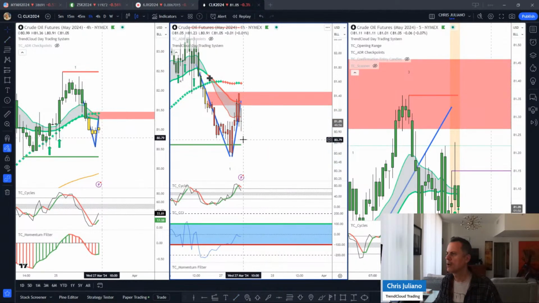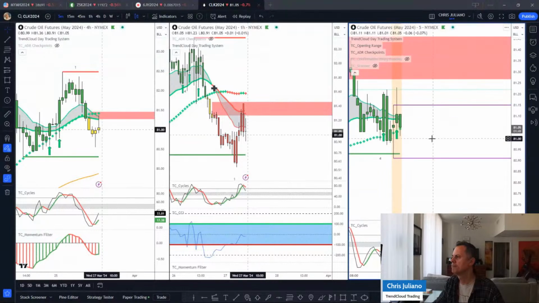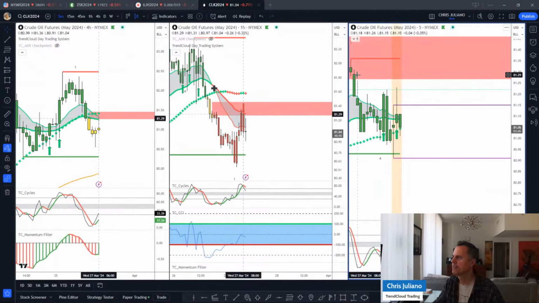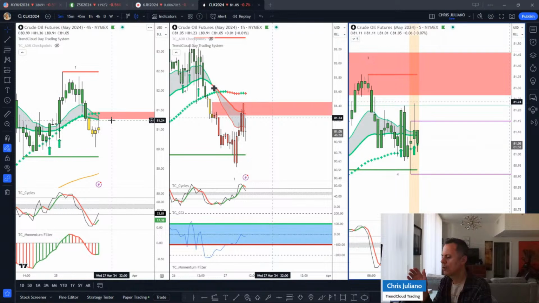So let's get rid of that. So yeah, there you go. What's going to happen here? Well, we're going to have to let this play out because we don't know what's going to happen. But the whole point of this is to read the context of the chart from top down. Okay, guys? And is it confusing to look at all three charts and decipher what's going on?